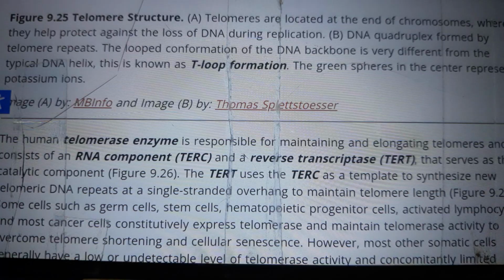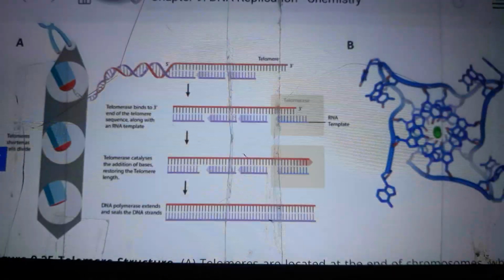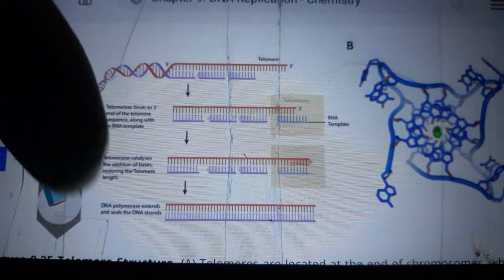Now the telomere structure. Telomeres are located at the end of chromosomes where they help protect against the loss of DNA in replication. B. DNA quadruplex formed by telomere repeats. The looped conformation of the DNA backbone is very different from the typical DNA helix. This is known as T-loop formation. The green spheres in the center represent potassium ions. Have a look at the green spheres at the center, the potassium ions, right?